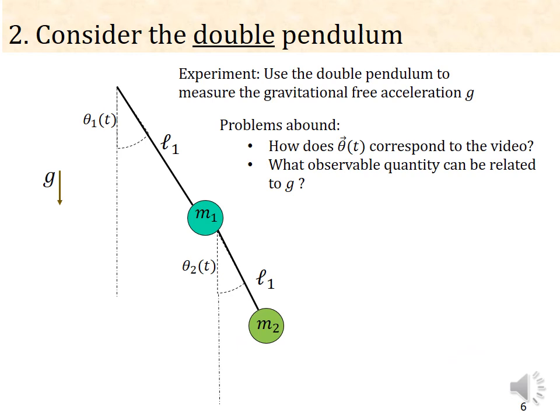So there's a lot of problems with implementing the single pendulum approach on the double pendulum. It's not obvious how to make the correspondence between those clean thetas that I write down in this drawing and what you actually see in the raw video. And it is not obvious that there is an easy observable, easy meaning a number probably, that we can observe, extract, and then extract from it g.